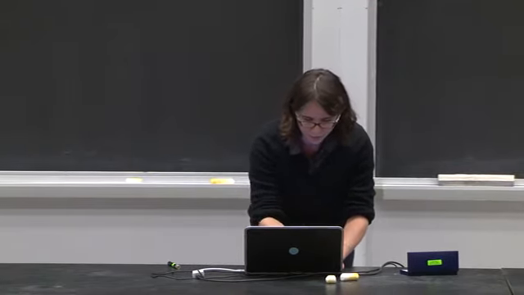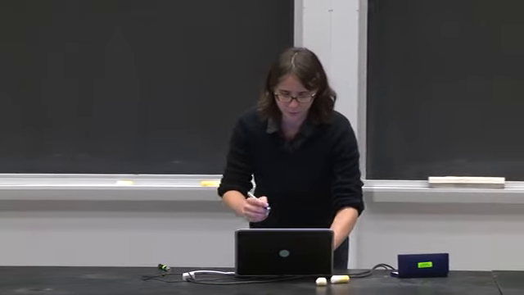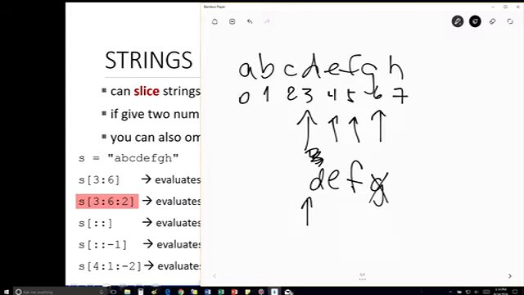The next one here, 3, 6, 2, is going every other one. So we start at 3, and then we skip every other one. So we go D, but not E, and then F, and then stop.